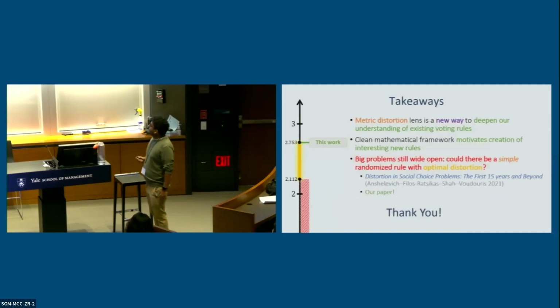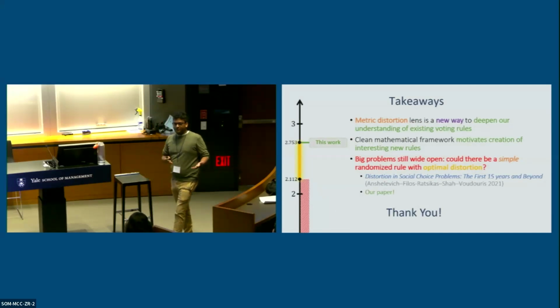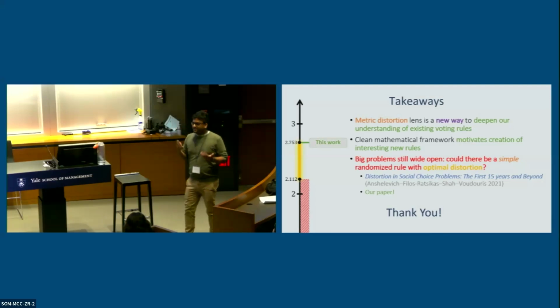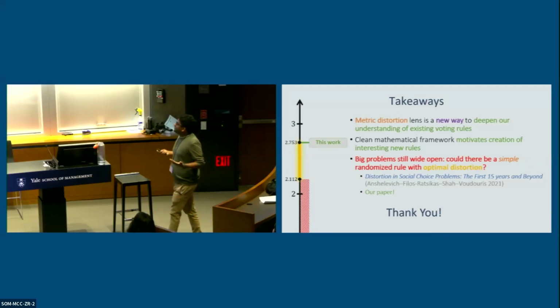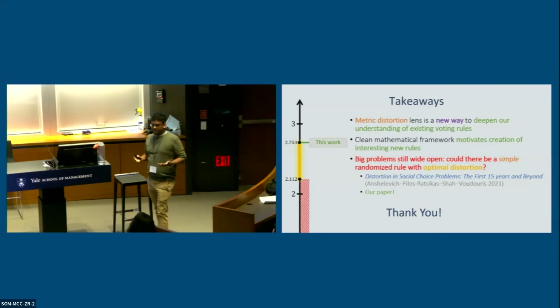So with that, I want to conclude with a couple of takeaways. I think this metric distortion lens is a new way that can deepen our understanding of existing voting rules, like the Copeland rule and random dictator and maximal lotteries. But it's also a clean mathematical framework that in and of itself motivates the creation of interesting new voting rules.